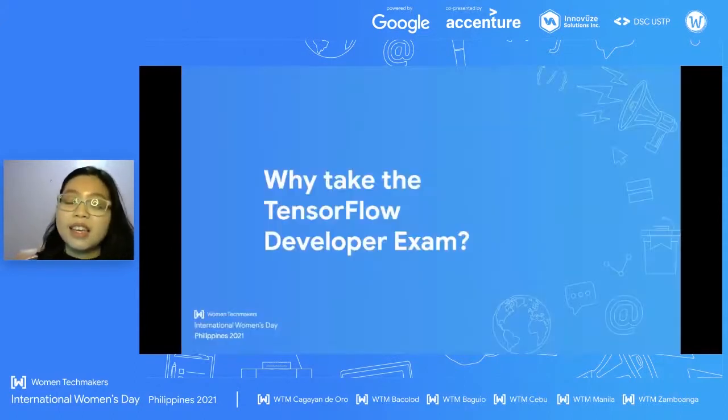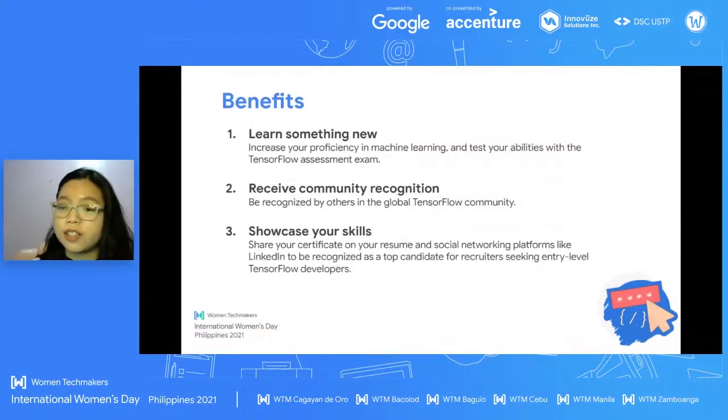So let's dive in. Before I do something, I tend to establish first the why. And I think it is very important to establish what is your why in taking the exam. So these are the reasons on the website. You can see the benefits. You will be learning something new, increasing your proficiency in machine learning. And that's pretty important if you're a machine learning engineer or researcher, etc.